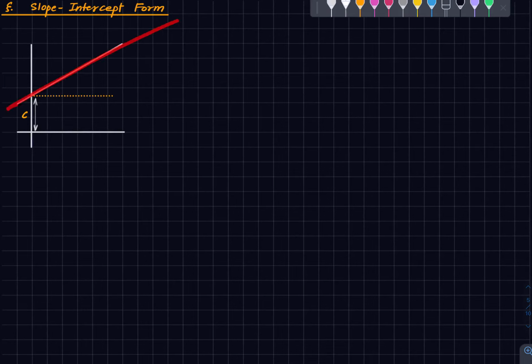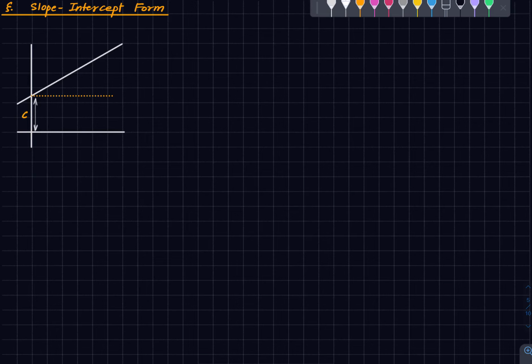So suppose you have a line which is not vertical, then it will necessarily intersect the y-axis at some point, and let's say this c is the signed distance of the point of intersection from the origin. So if this point lies above the origin, we'll have a positive intercept. If this point of intersection lies below the origin, we'll have a negative intercept. So this c is not necessarily a positive number. It could be a negative number or even 0.